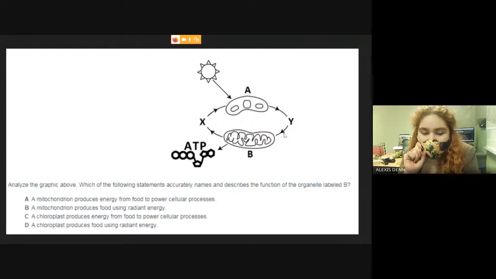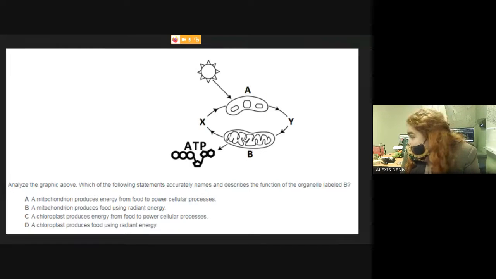Analyze the graphic above. Which of the following statements accurately names and describes the function of organelle labeled B? When I look at B, that organelle looks familiar in shape, and ATP is coming out of or being made by this organelle. So let me read my answer choices. A, a mitochondrion produces energy from food to power cellular processes. B, a mitochondrion produces food using radiant energy. C, a chloroplast produces energy from food to power cellular processes. D, a chloroplast produces food using radiant energy.